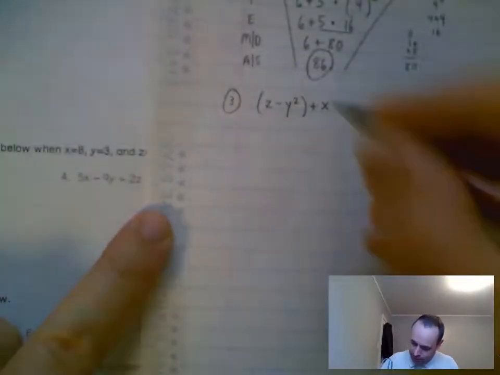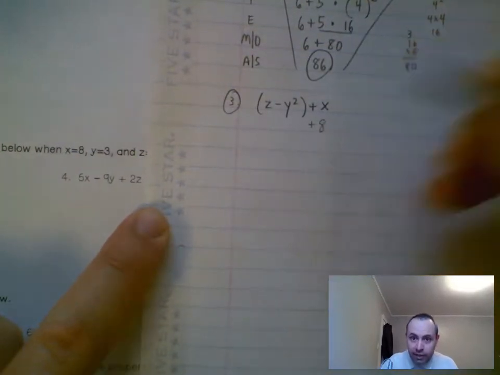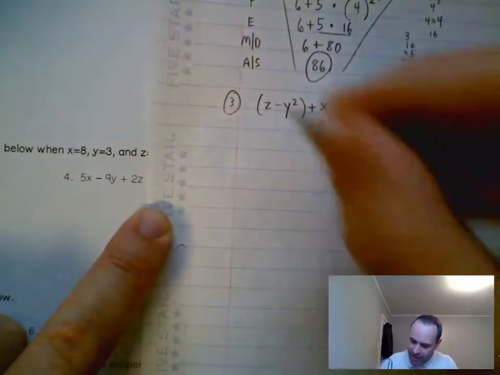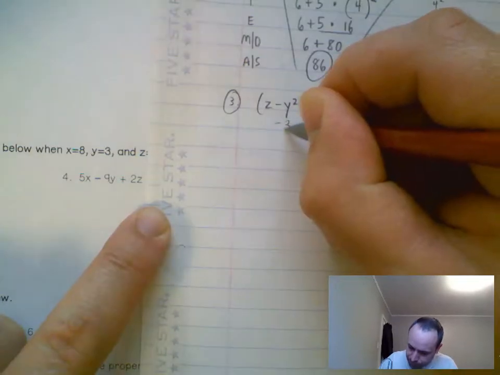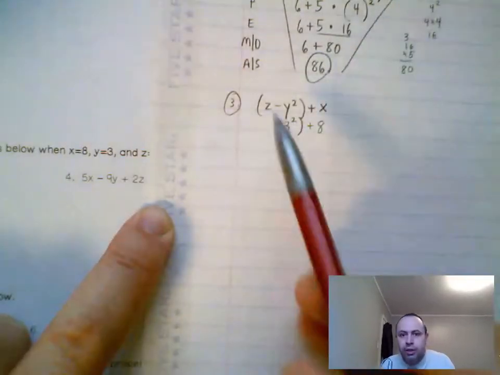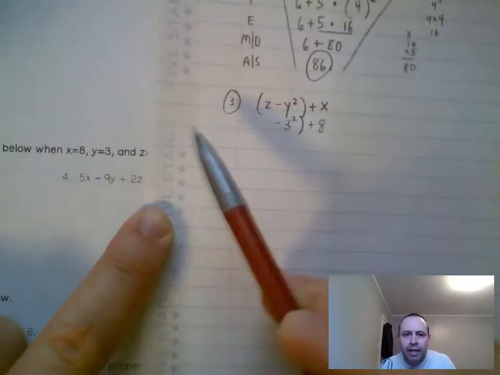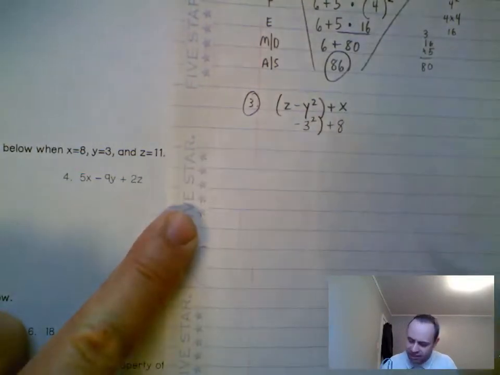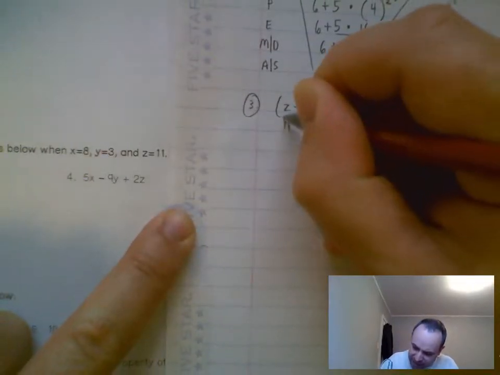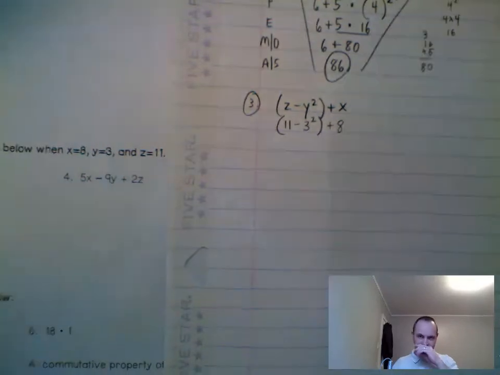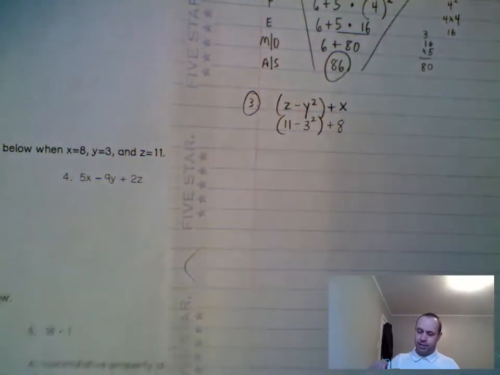And then over here, if you look in the problem, it tells us that x equals 8. So I'm going to put an 8 over here. It tells us y equals 3, so I'm going to plug in a 3 for the y. And it tells us that z equals 11, so I'm going to plug in an 11 for the z. All right. And I'm going to go ahead and do the problem.